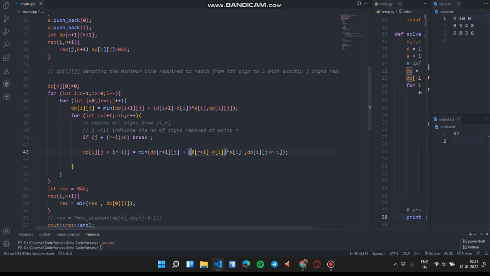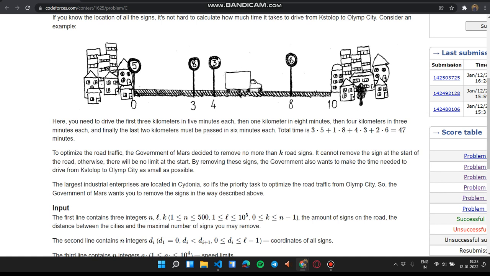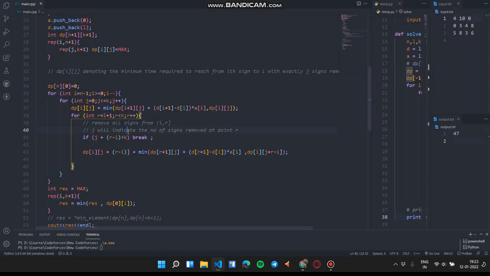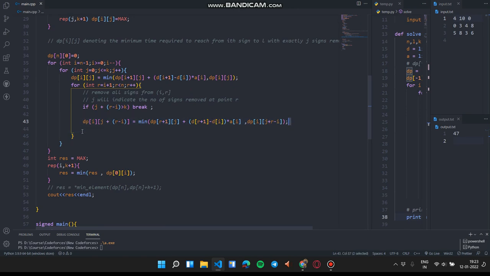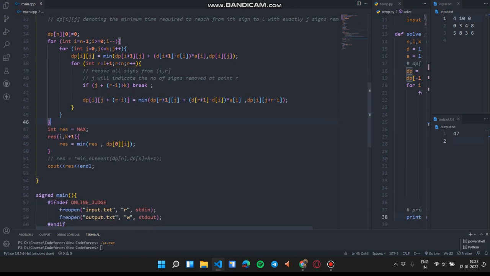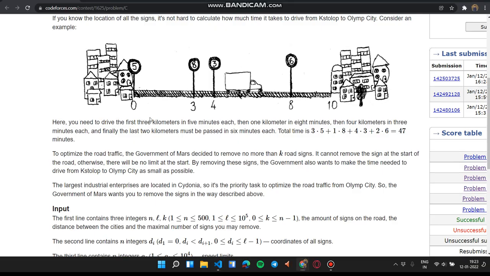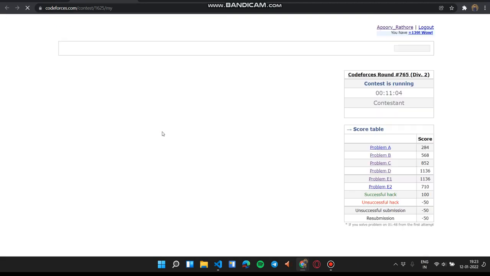So it is dp of r plus 1 and j, plus d of r plus 1 minus d of i, into a of i. After this we take the minimum of all the dp values at the zeroth point and we print it.